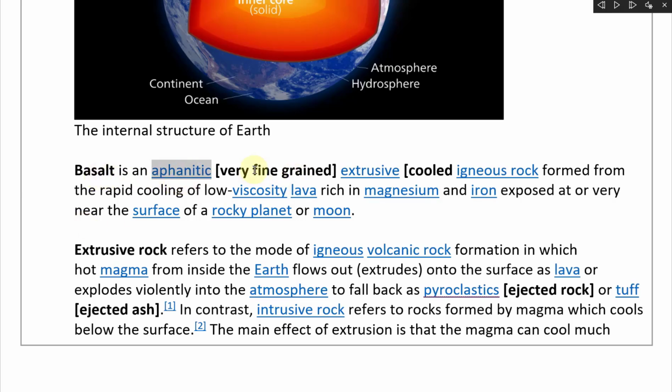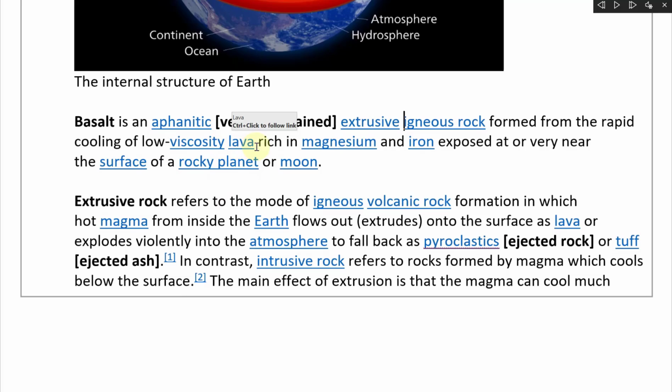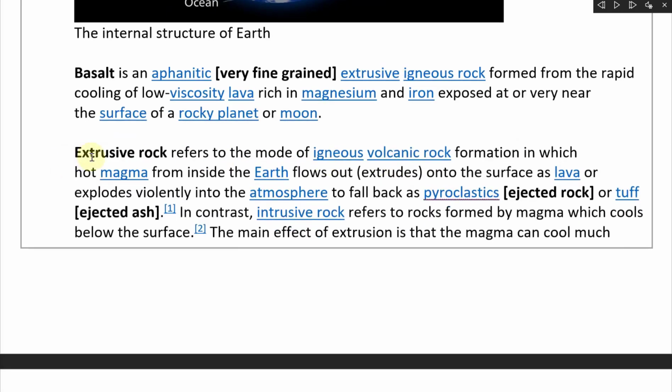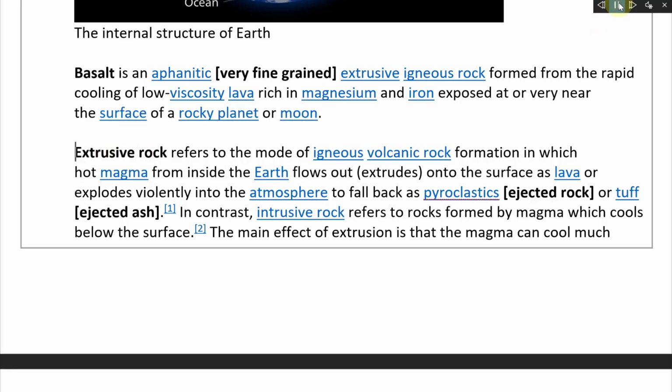So basalt is an aphanitic or very fine-grained extrusive. Extrusive, we'll erase this right here. I have it written here. So it's a very fine or aphanitic, fine-grained, extrusive igneous rock formed from the rapid cooling of low-viscosity lava, rich in magnesium and iron, exposed at or very near the surface of a rocky planet or moon. Right here, the extrusive, let's just try the pronunciation here, and play.